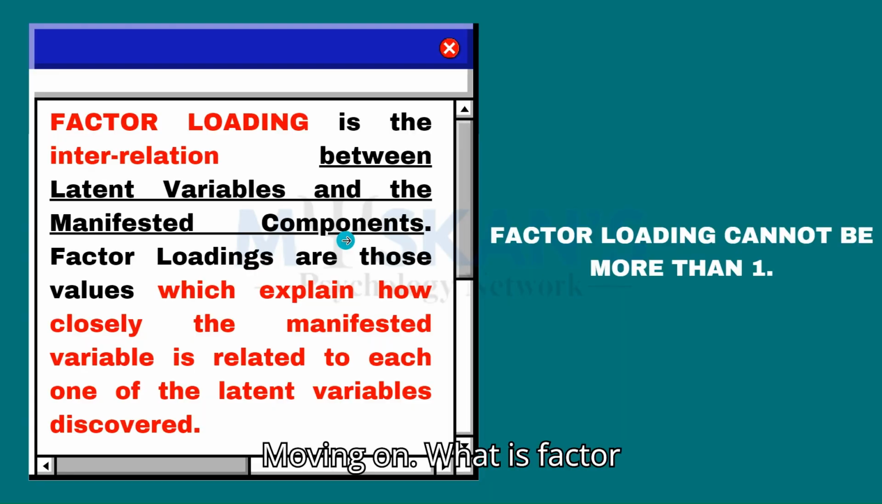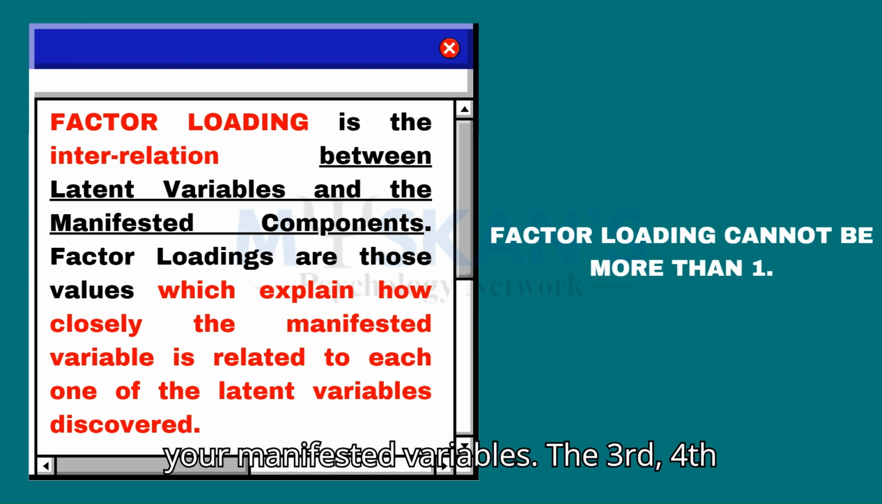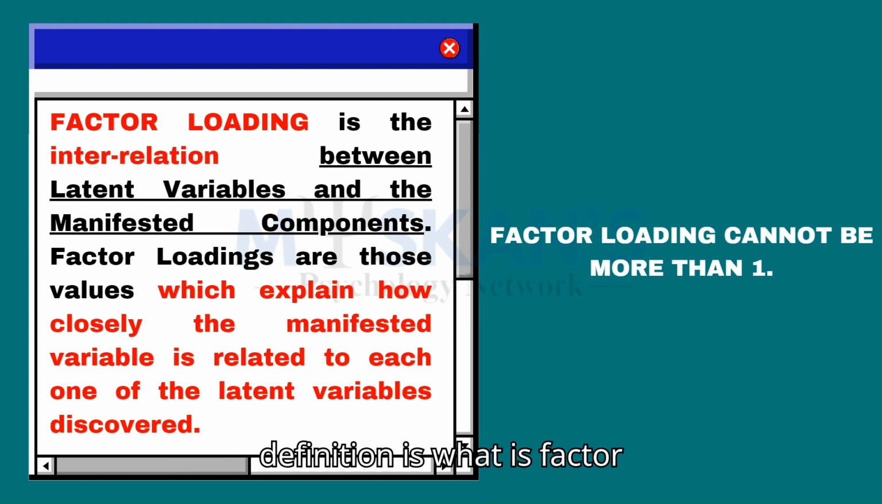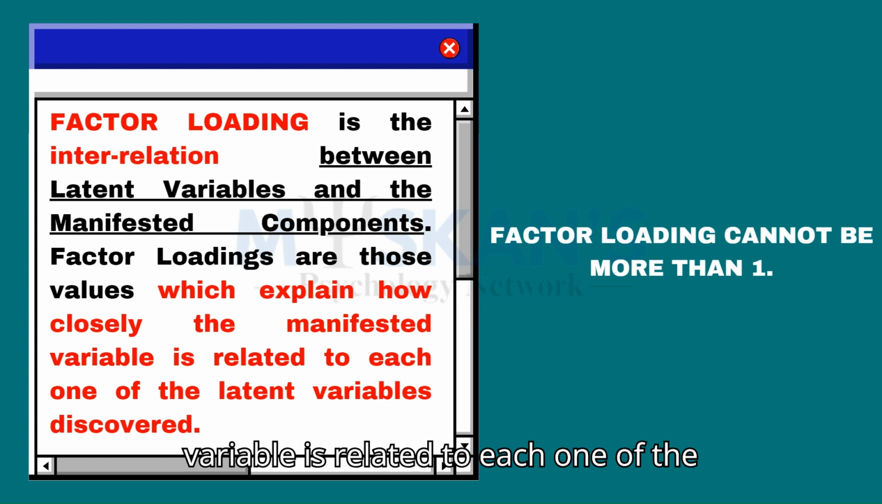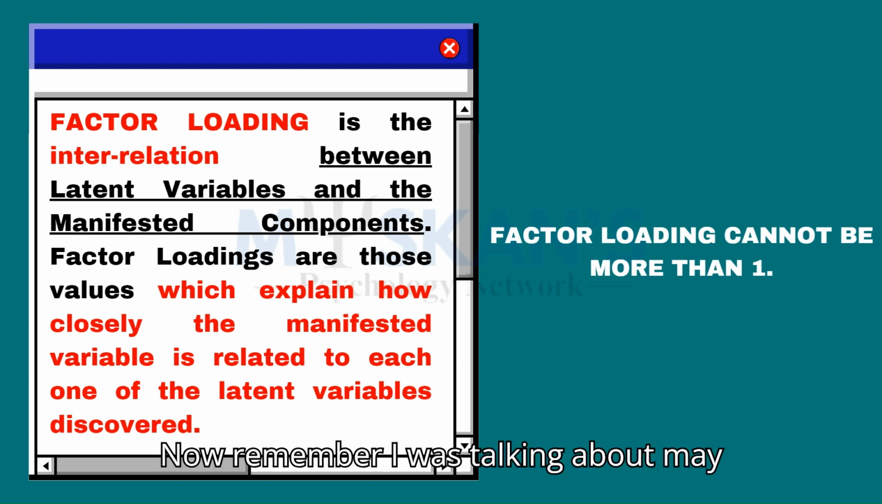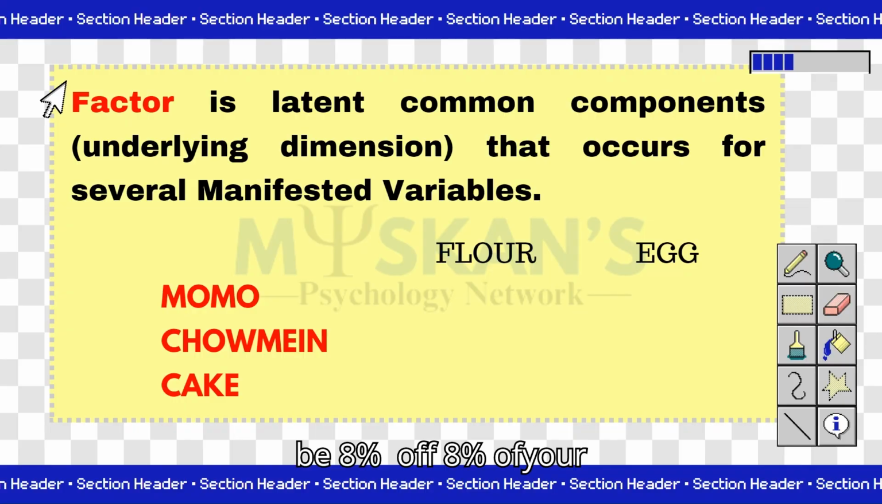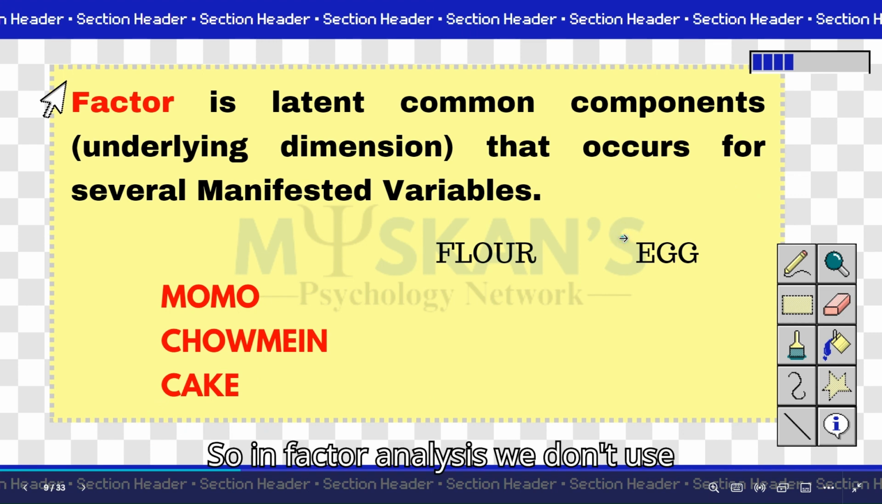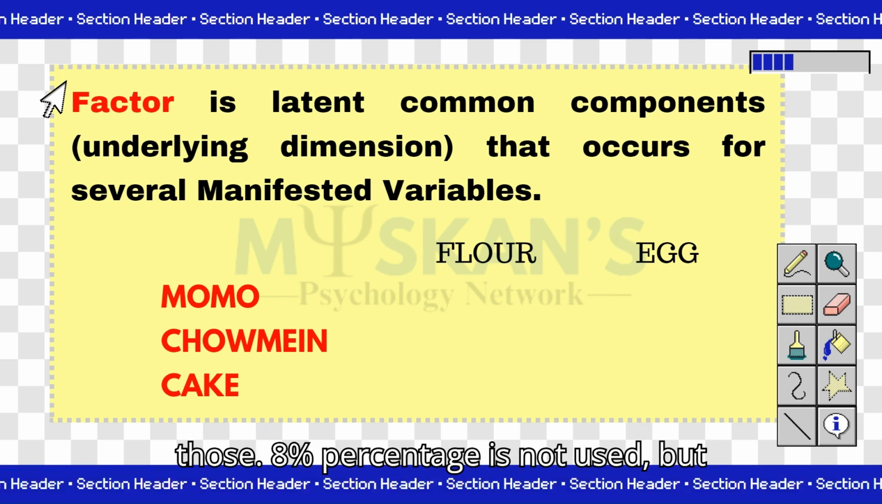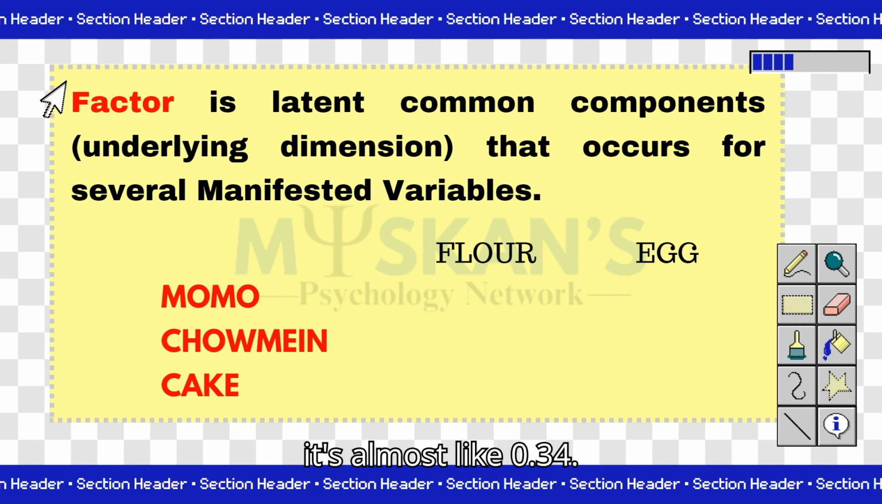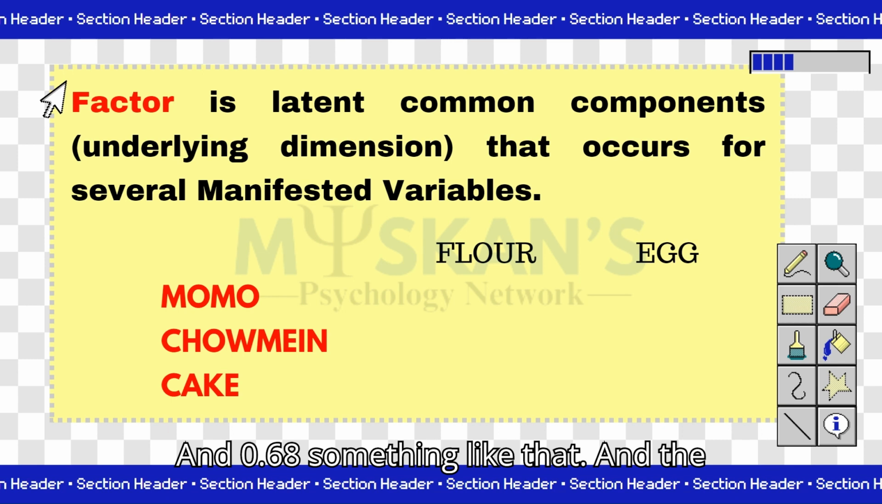Okay, moving on. What is factor loading? First definition, factor analysis, then comes your latent common components or your factor, then is your manifested variables. The fourth definition is what is factor loading. Factor loading is the interrelation between the latent variables and the manifested components. Factor loadings are those values which explain how closely the manifested variable is related to each one of the latent variables discovered. Now remember I was talking about maybe 8% of your cake is made up of egg. So in factor analysis, we don't use those 8%. Percentage is not used, but it's almost like 0.34 and 0.68, something like that.